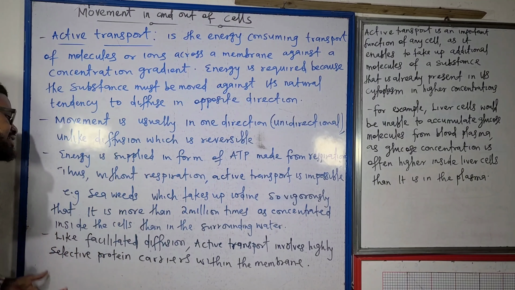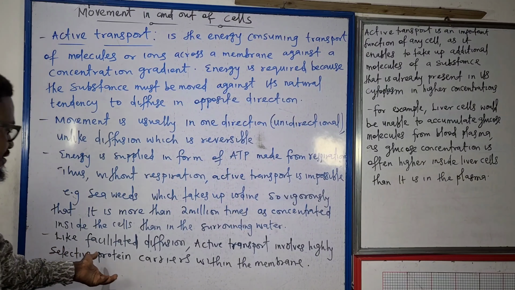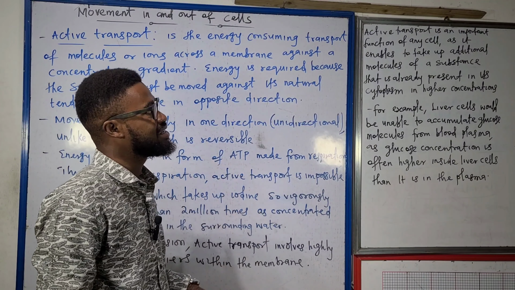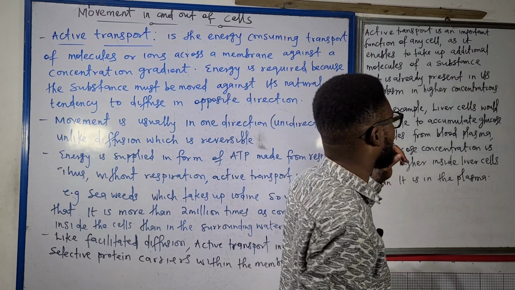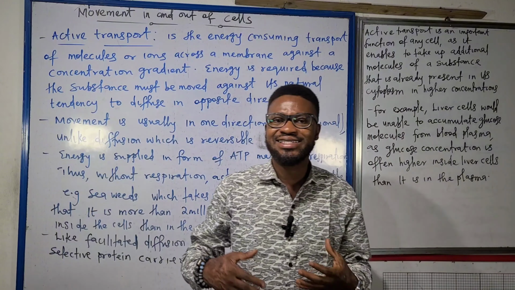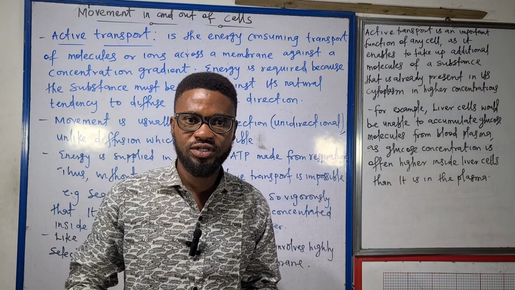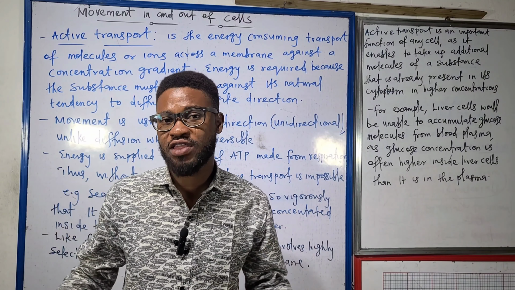Just like facilitated diffusion, it requires a membrane protein, a carrier to move it across. You need to understand that active transport also requires highly selective protein carriers within the membrane to carry the molecules against their natural tendency. Active transport is very important because it allows a cell to take up more molecules even when it already has enough of those molecules on the inside.